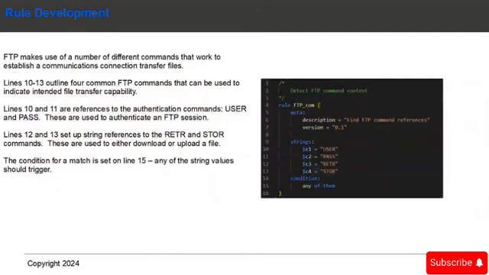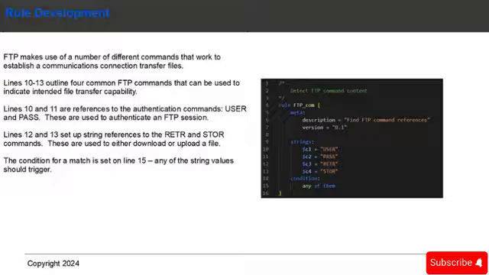Lines 10 through 13 define the strings that we're going to look for on our initial pass: user and pass for authentication, retrieve and store for upload and download. And the condition we have on line 15 is we will trigger if we find any of these matches. Again, consider fine-tuning this. Use this as an example to get you started.